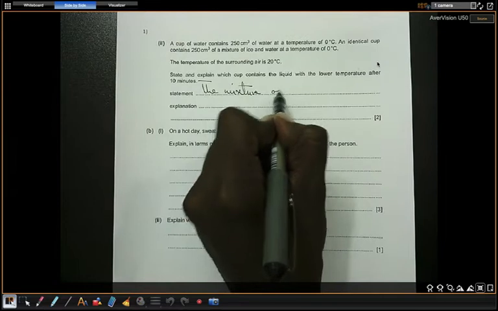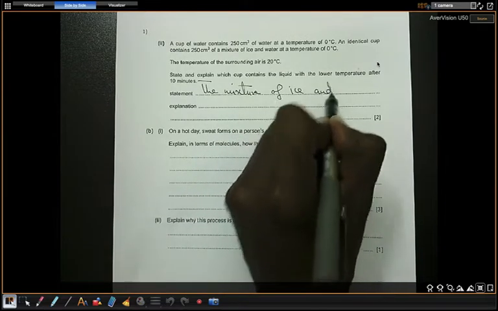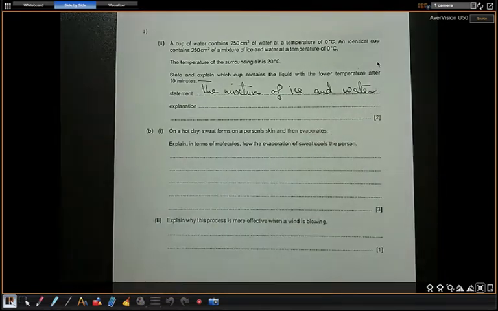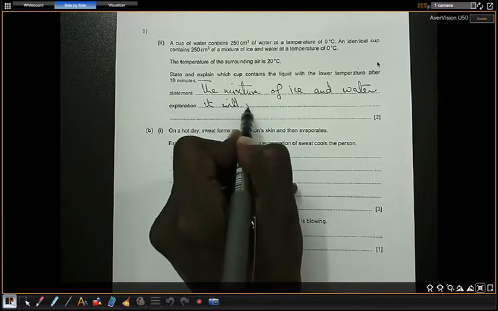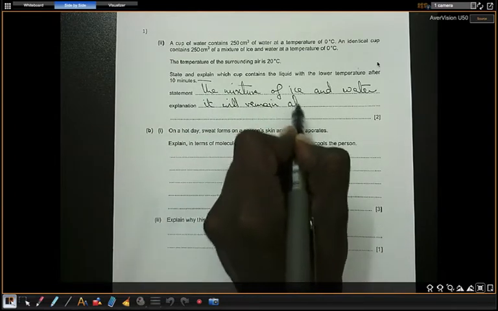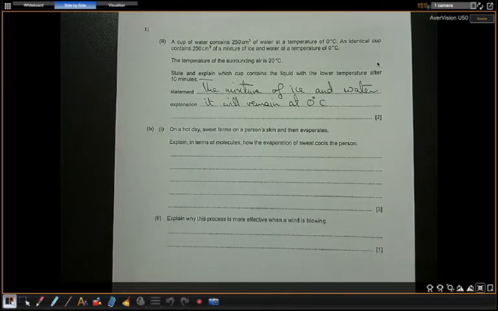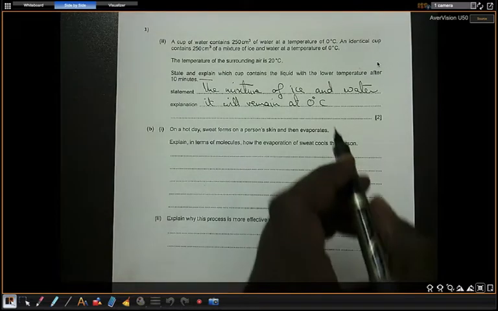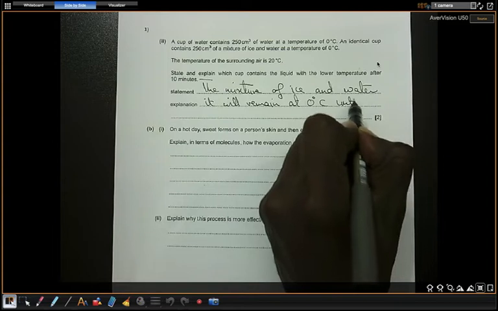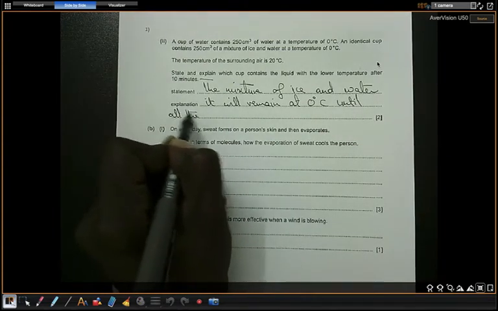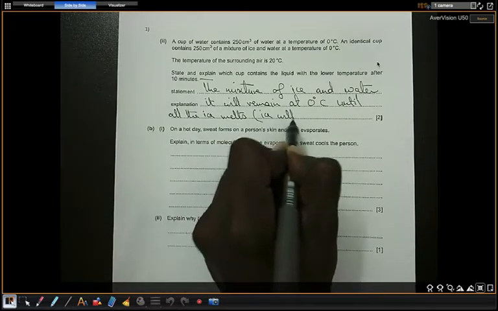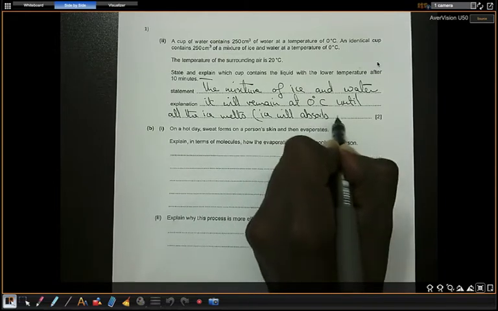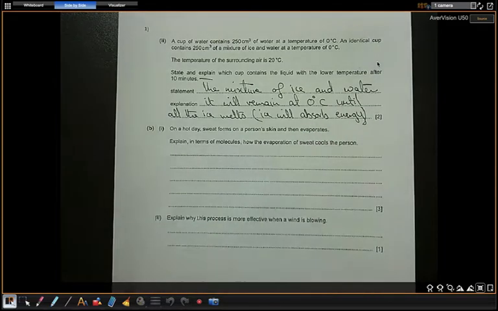of ice and water. The explanation: it will remain at 0 degrees. It's not going to increase because there is ice, and it only increases when all the ice melts. So it will remain at 0 degrees until all the ice melts. Alright? Ice will absorb the energy. Alright, so you get 2 marks for that.